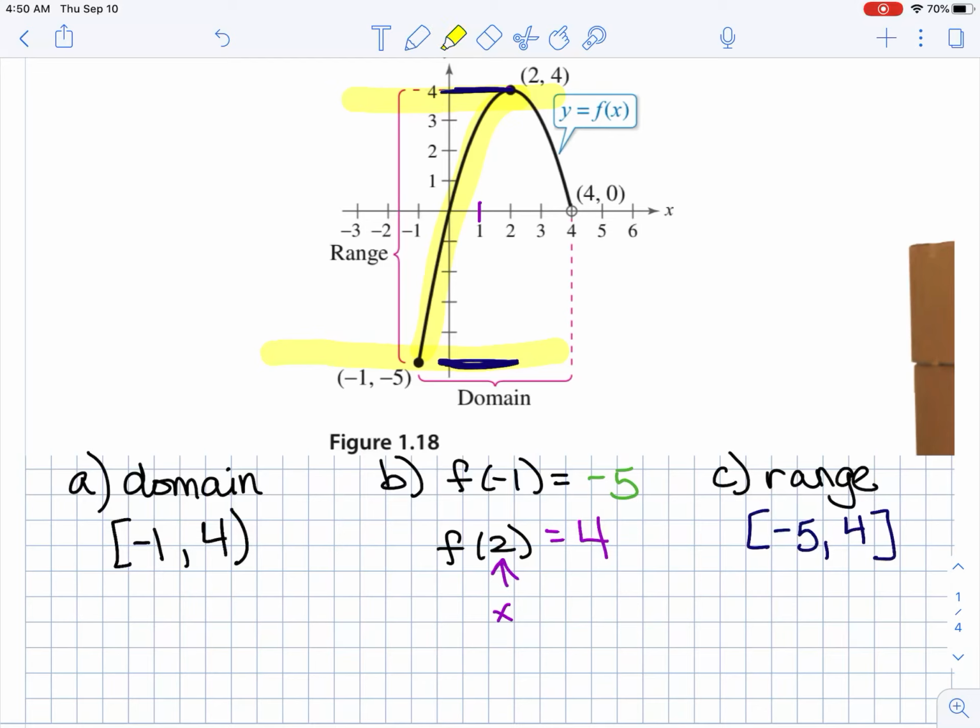Okay, so remember the domain are the x values. So we went from -1 to 4 for the domain. And for the range, we looked at the y values, which were this top to bottom.